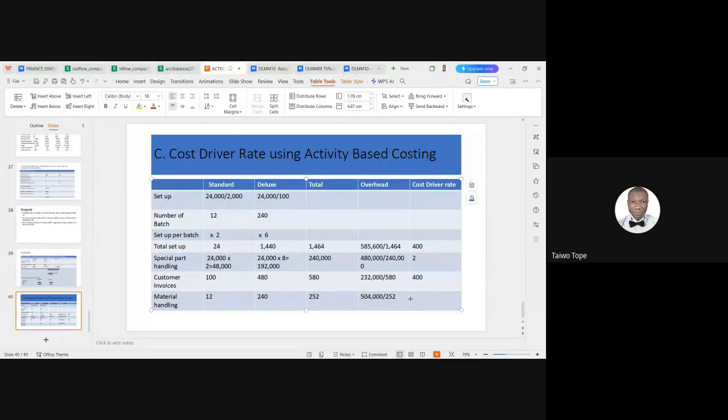So the result will be what? 2,000. 1,000. Any question? Still I heard a sound as if somebody is.